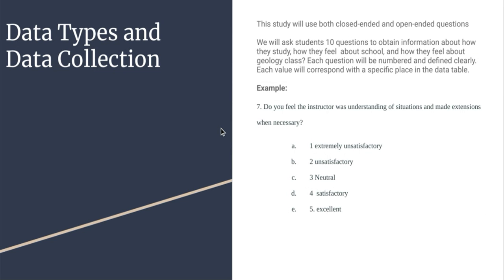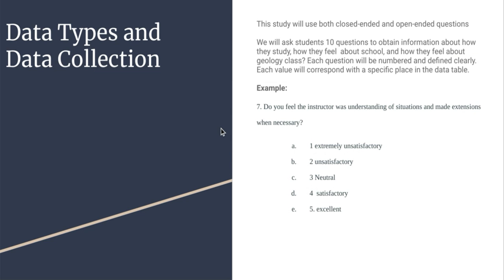So this study will use both close-ended and open-ended questions. However, we will use more close-ended questions with defined answers to make the analysis a bit easier and faster. An example of one of these questions would be number 7: do you feel that the instructor was understanding of situations and made extensions when necessary? 1 would be a score of extremely unsatisfactory, 2 would be unsatisfactory, 3 would be neutral, 4 would be satisfactory, 5 would be excellent, and so on.